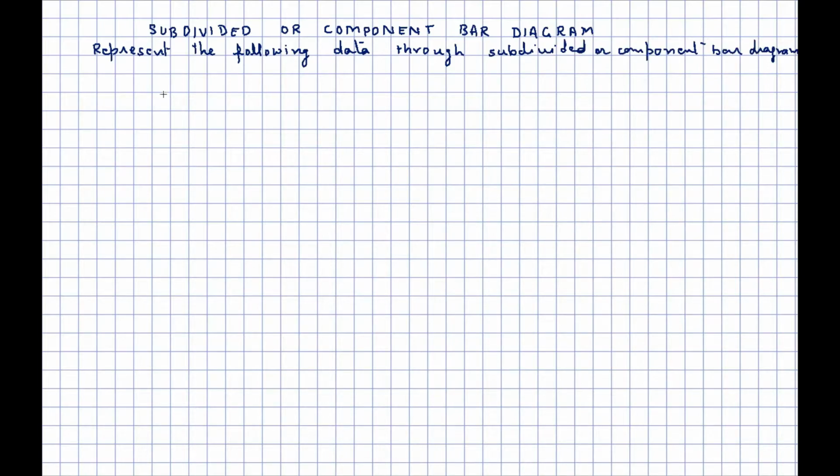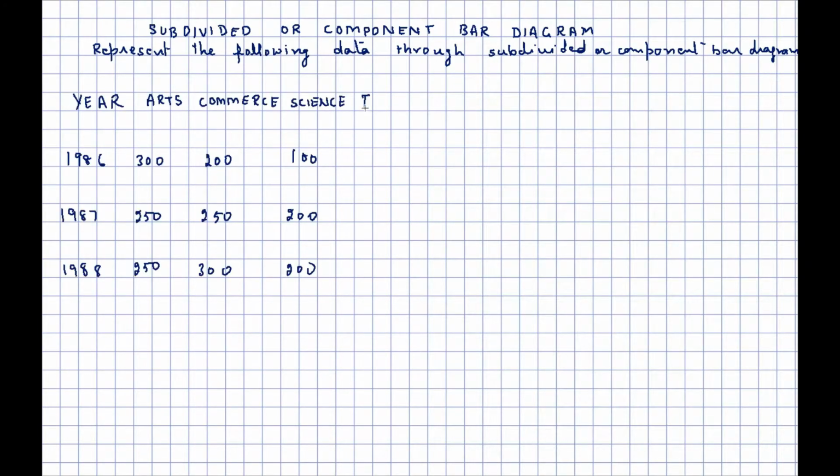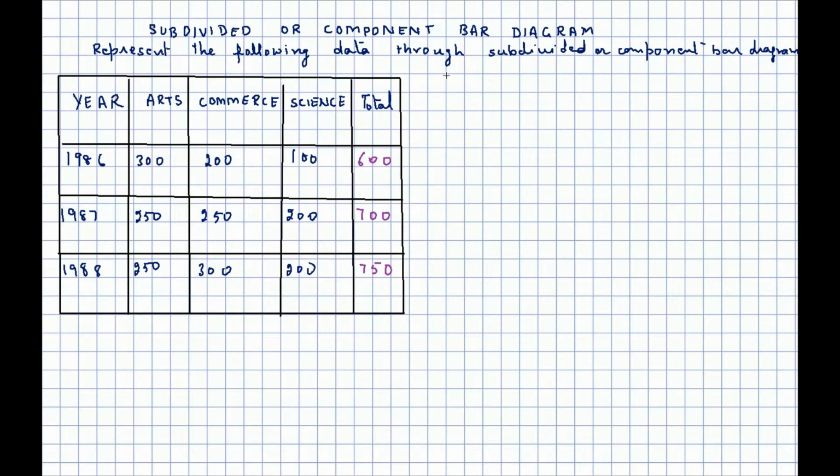Now my next diagram is subdivided or component bar diagram. Represent the following data through subdivided or component bar diagram. Year is given here: 1986, 87, 88. Number of students in arts, commerce and science are given here. Now write the total number of students: in 1986 in arts, commerce and science are 600. Similarly, total number of students in 1987 are 700. And total number of students in 1988 in three subjects are 750.